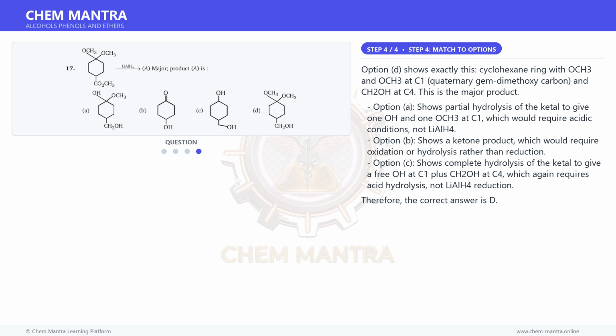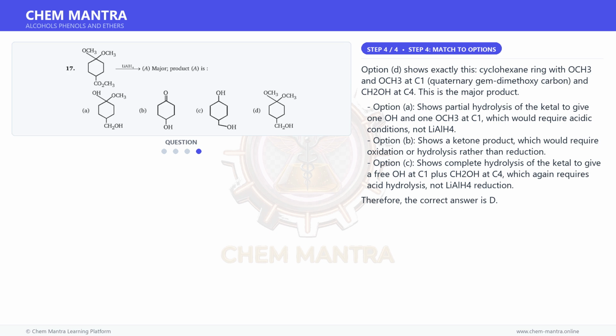And for the final step, option D shows exactly this. Cyclohexane ring with OCH3 and OCH3 at C1, quaternary gem-dimethoxy carbon, and CH2OH at C4. This is the major product.